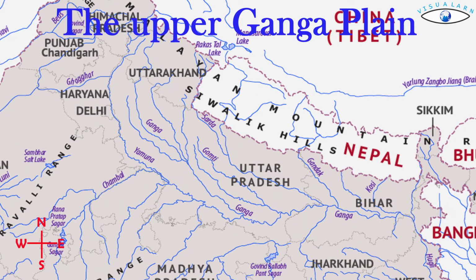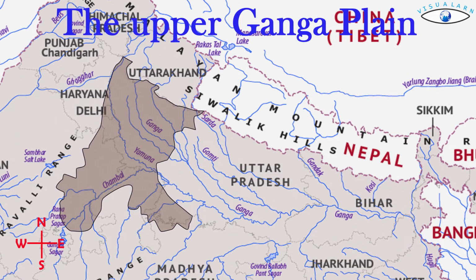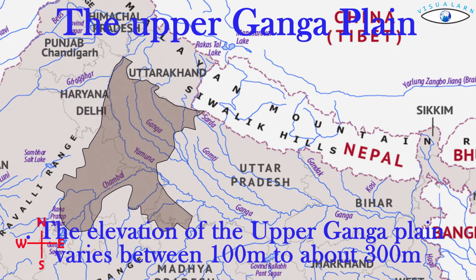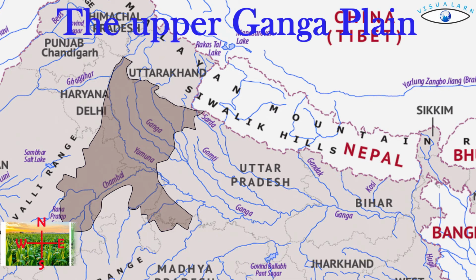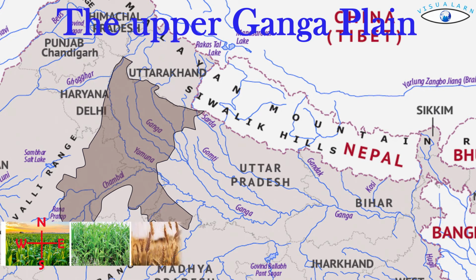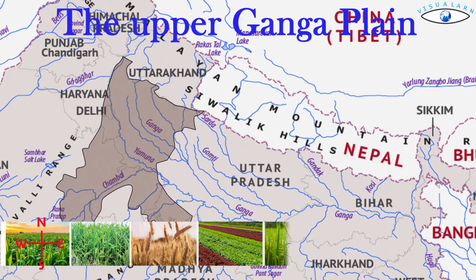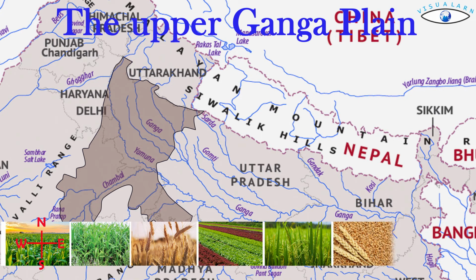The Upper Ganga plain includes the Ganga-Yamuna Doab, Rohilkhand division and parts of the Agra division. The elevation of the Upper Ganga plain varies between 100 meters to about 300 meters. Rice, sugarcane, wheat, maize, pulses, mustard, fodder and vegetables are the main crops of this region.